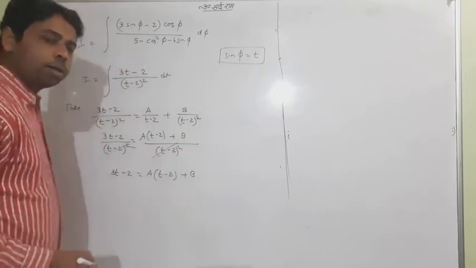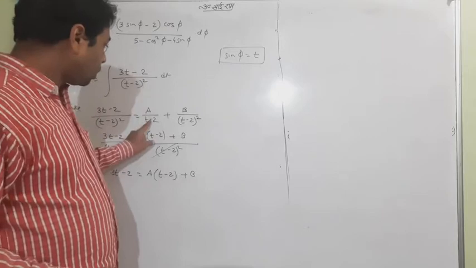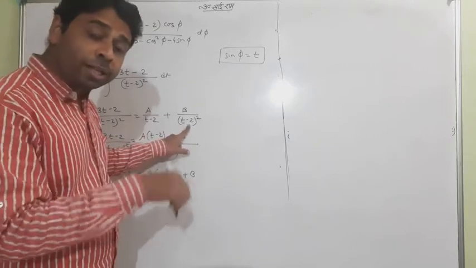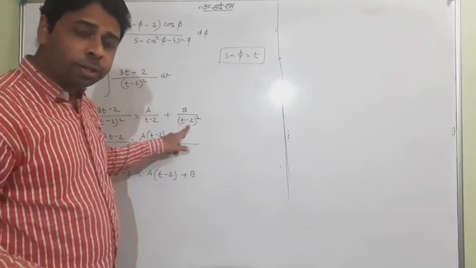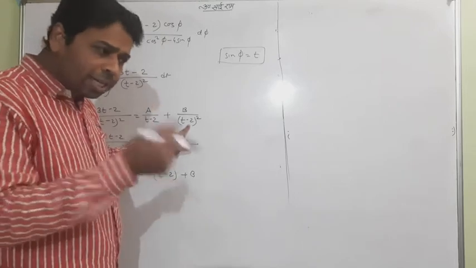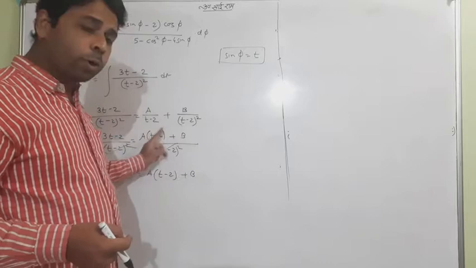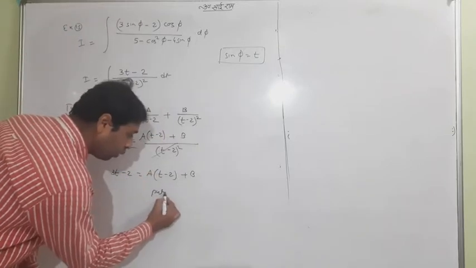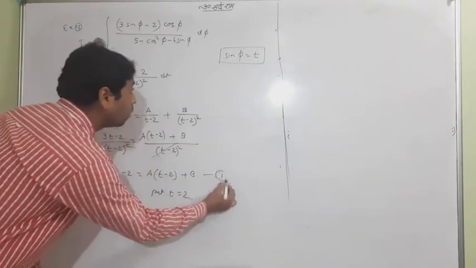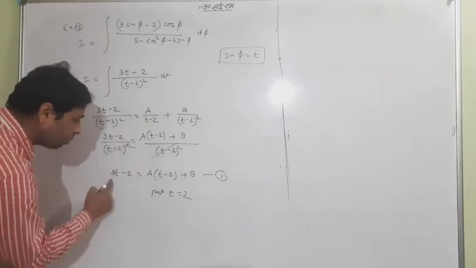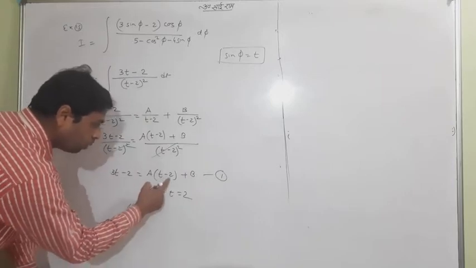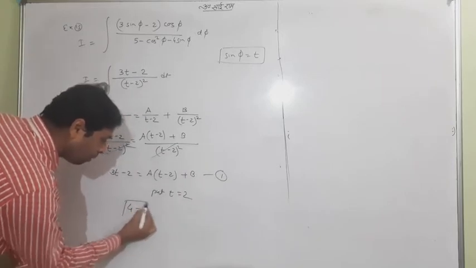Now go with a search out. This t minus 2 and t minus 2 both are linear, but both are a single kind of linear factor. So it gives us one value now, either a or b, just by putting t equal to 2. Putting t equal to 2, what you'll have? 3 twos are 6 minus 2 is 4, and 2 minus 2 is 0. So b equals 4.